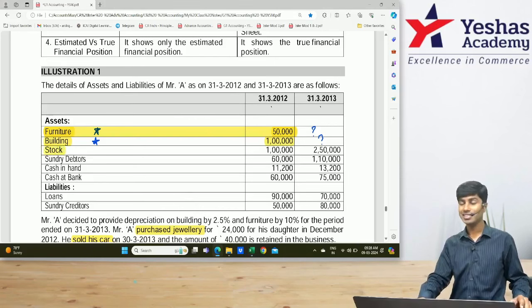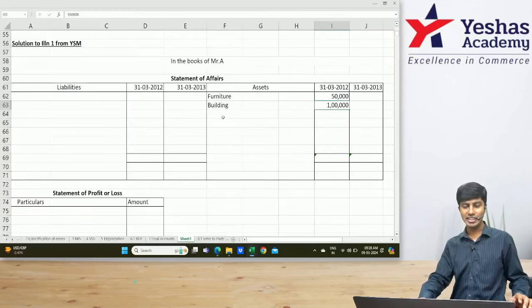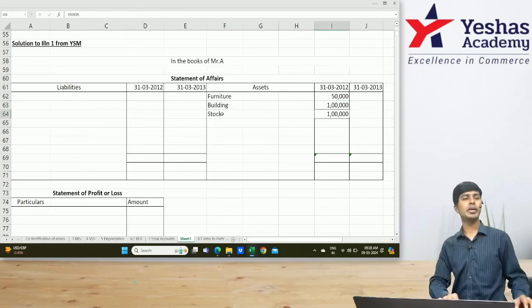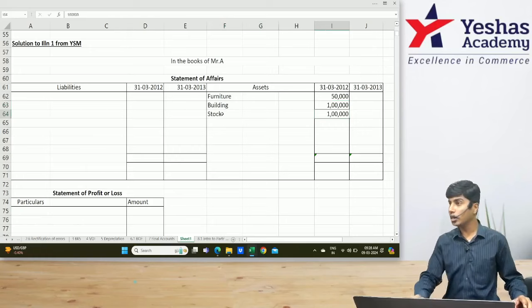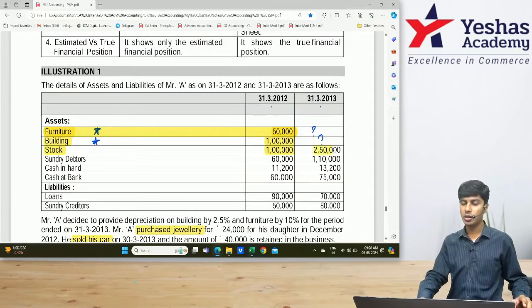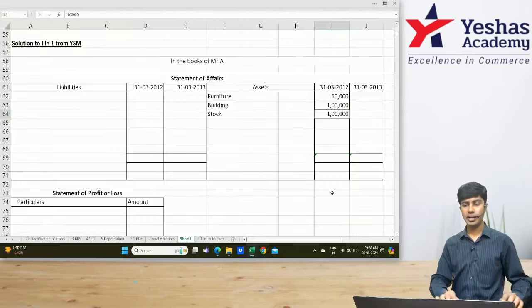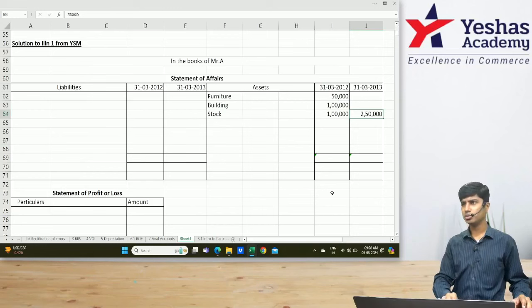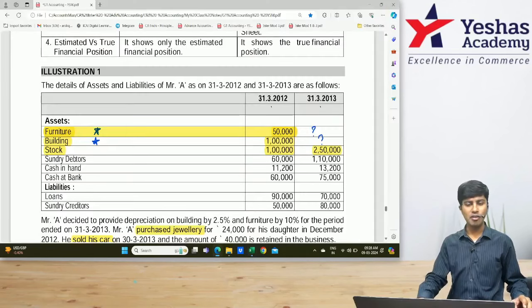Then stock. How much? 1 lakh. Let us write stock, 1 lakh. We know the closing balance also. How much? 2 lakh 50. We'll write 2 lakh 50. Correct or not? 2.5, 250.